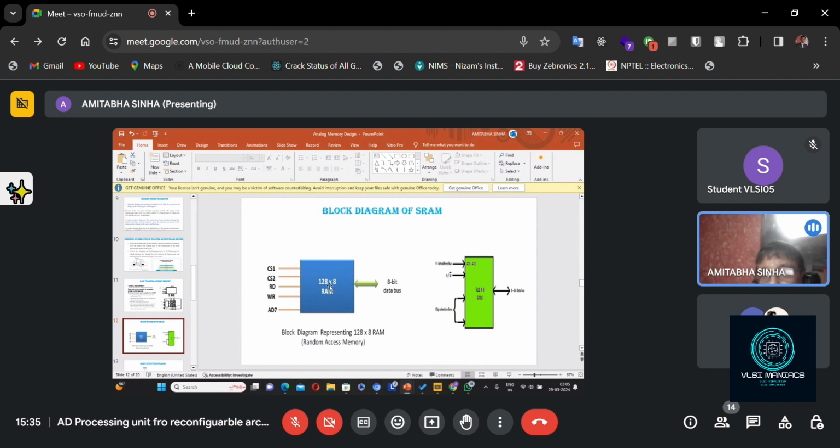Since it is 128 into 8, each row will consist of 8 bits. So 8 flip-flops will be there to store each bit. 128 means 2 to the power 7, so 7-bit address lines will be there.